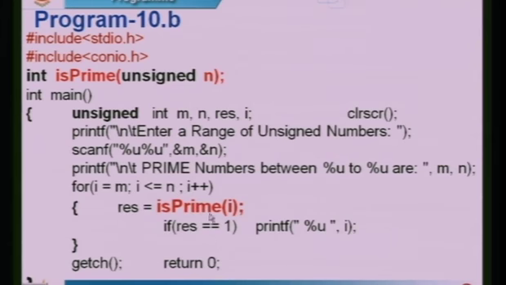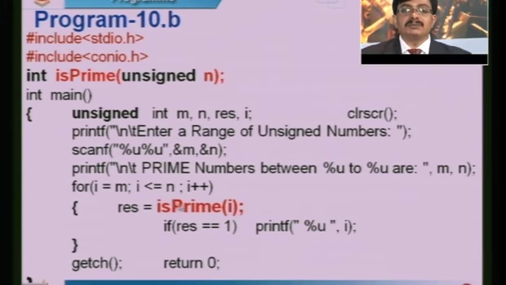Result is equal to isPrime of i. When i value is m, I will check with m, then m plus 1, then m plus 2, then m plus 3, up to the value reaching n. If 1 to 100 is the given range, then I can check when i is equal to 1, isPrime(1), then i plus plus, isPrime(2), then when i becomes 3, isPrime(3), that will go up to n, so that I can get the prime numbers between m and n.